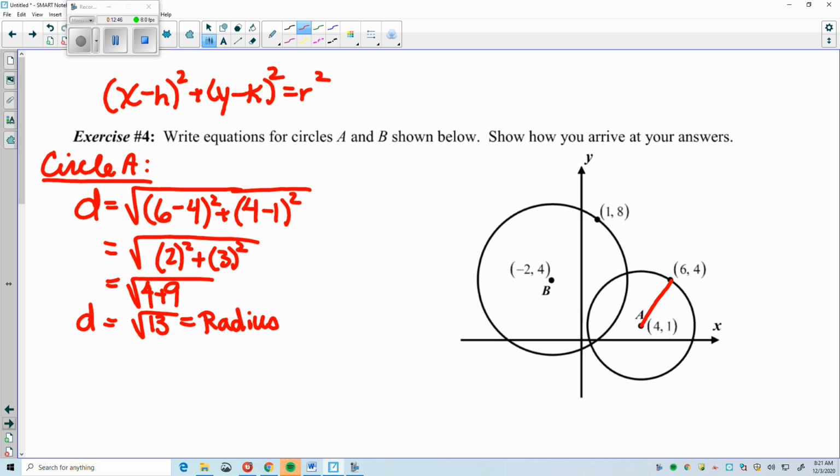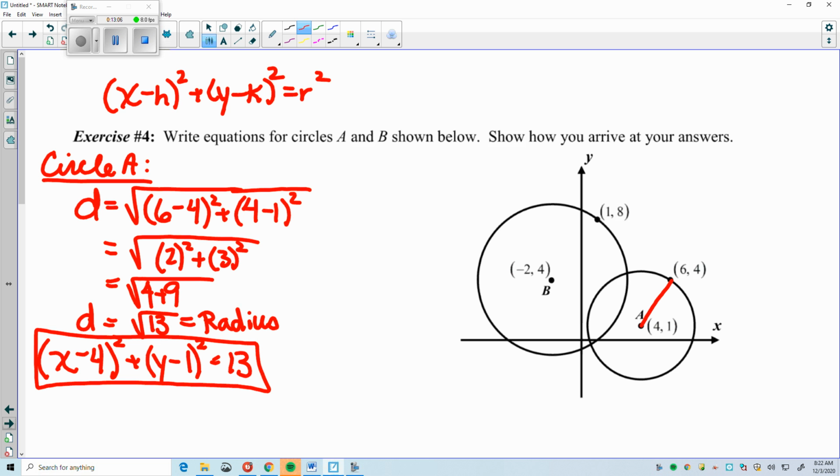Okay, and now we're going to write the equations. We have our centers. We have (x - 4)² + (y - 1)² equals, now we need the radius squared. So I'm going to take the square root of 13 and square it, and that leaves us with 13.